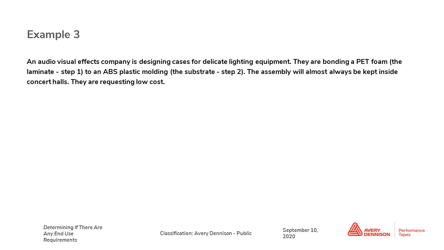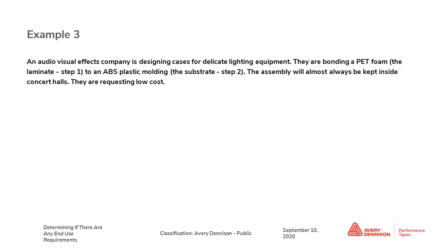So they are going to be bonding a polyester foam. Again, this is the laminate, step 1, polyester foam, to an ABS plastic molding, the substrate, step 2. So if you were to look at step 1 and step 2, you'll determine adhesives that would be good for those. This is not a particularly demanding application. Polyester foam in general is easy to bond to. ABS is a medium surface energy plastic that's easy to bond to.